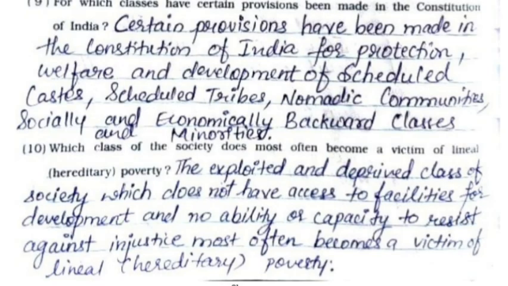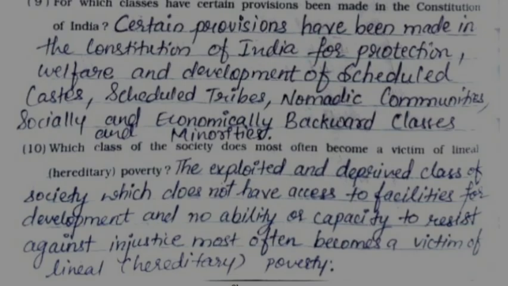Tenth one, which class of the society does most often become a victim of lineal, that is hereditary poverty? The exploited and deprived class of society which does not have access to facilities for development and no ability or capacity to resist against injustice most often becomes a victim of lineal or hereditary poverty.